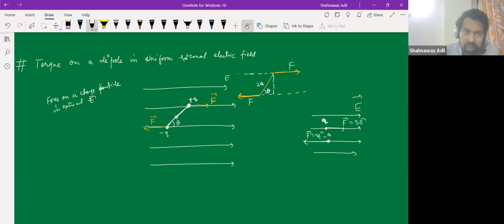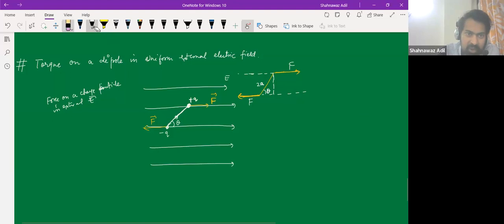Okay, so now similarly we have a dipole. This is the dipole moment direction, from negative to positive. This positive charge will experience a force. This is the electric field in this direction, so this will experience a force in this direction, and the negative charge will experience a force in this direction. So we will have this kind of figure, one force in this direction, the other force in this direction. And what is the length of the dipole? The length of the dipole is 2a.